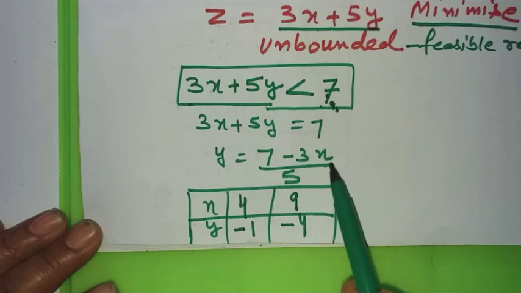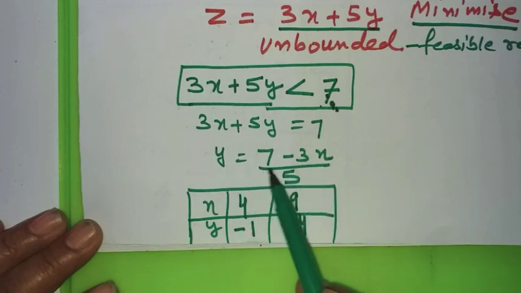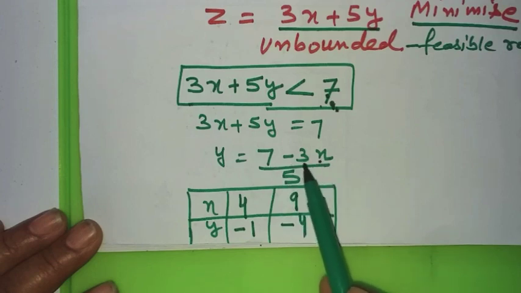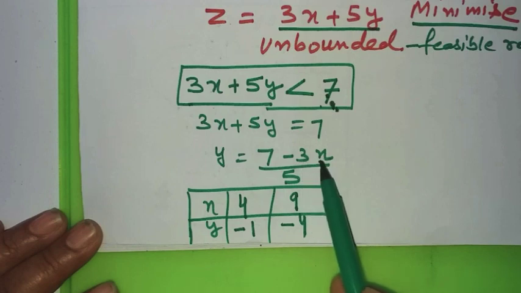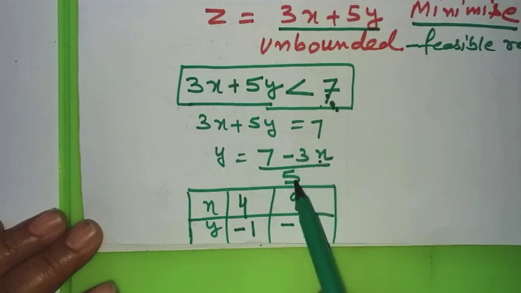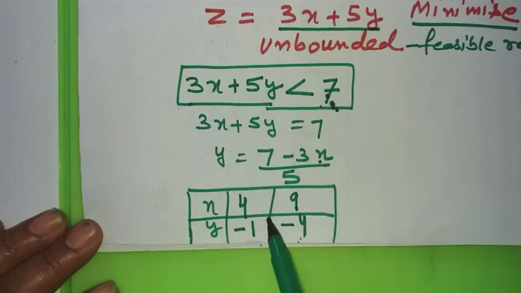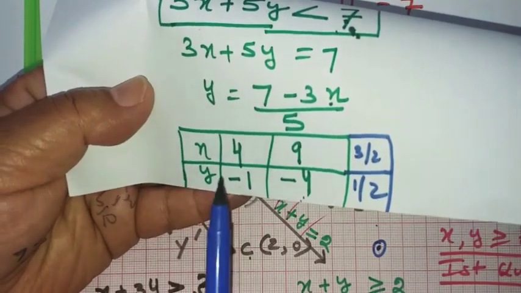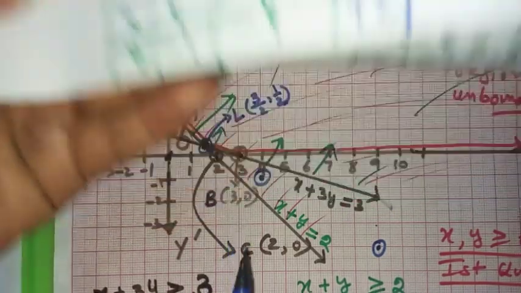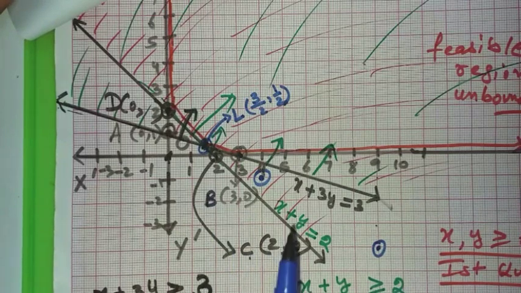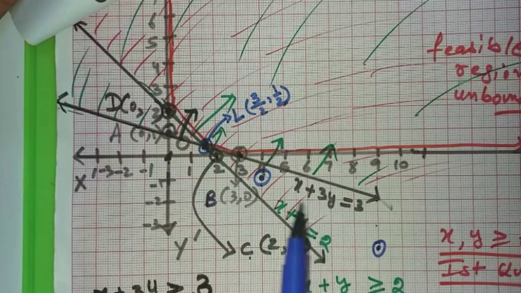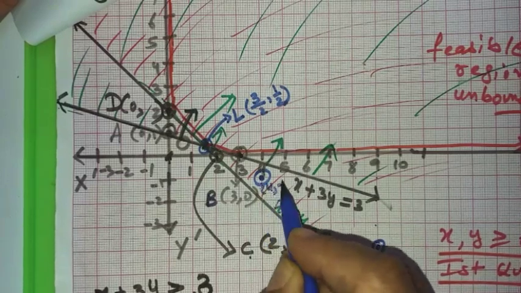And if I take x to be 9, I will put the value of x here: 7 minus 3 into 9, 27. 7 minus 27 will be minus 20 by 5 is minus 4. So I get this table. Now I plot these points on the same graph sheet. The first point that I have to plot is 4, minus 1. So I can see in the graph sheet x 4, y minus 1. I got this point. This is the point 4, minus 1.